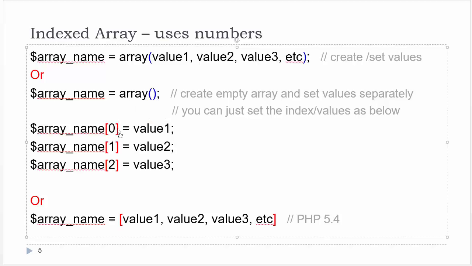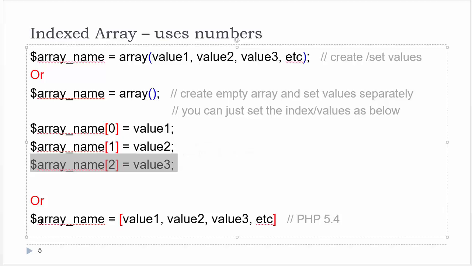Arrays always start at index position 0. So here we have array element 0 storing a value, array element position 1 storing a value, it's the second element, the third element, index position 2 storing a value.